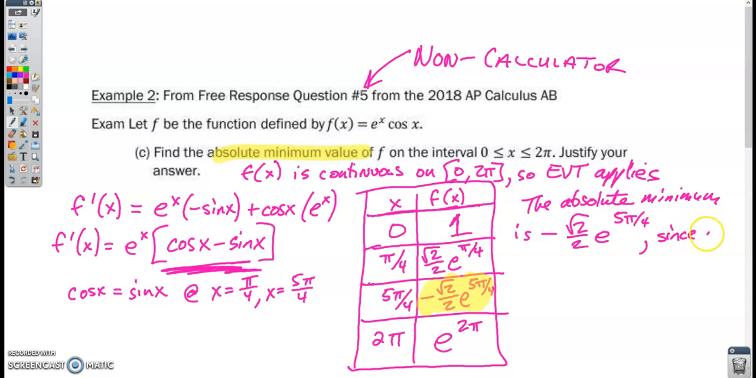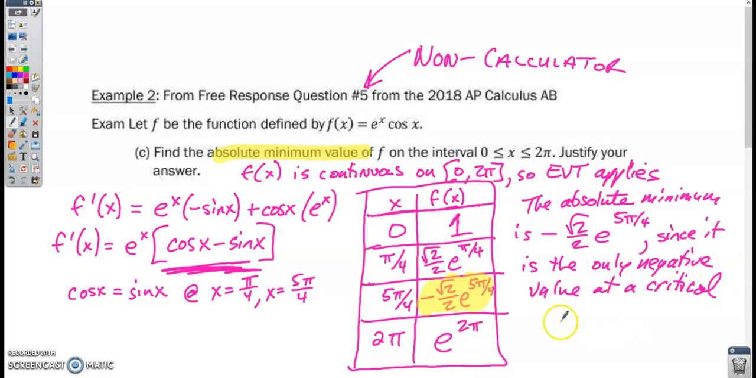I don't necessarily even need to state this last part, but since it's the only negative value at a critical point or endpoint, when we're using the candidates test, this table is your justification. So having a table with the endpoints, the critical points, and all of their y values presented, that is your justification, and you can rely on that, and that is everything you need to say that that's the absolute minimum.